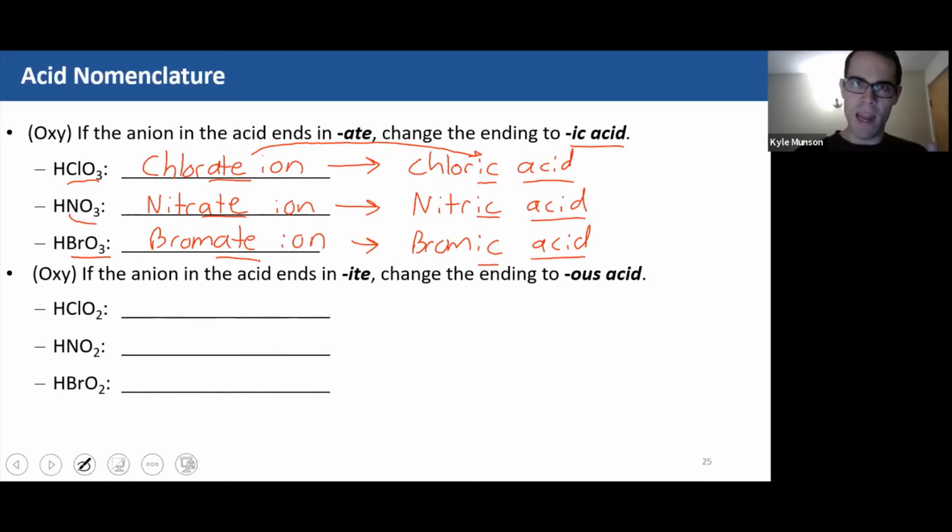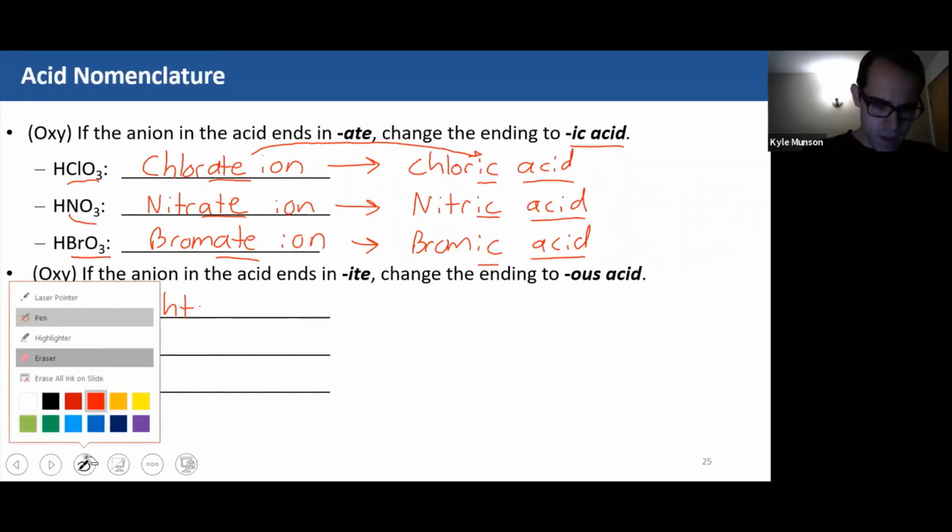Find the name of the anion and then change the ending, in this case to -ic acid, or as we'll see in the next examples, to -us acid. Okay, so let's keep going. So if you look on your chart of polyatomic ions, this is a chlorite ion. Whoa, don't know what I'm spelling there.